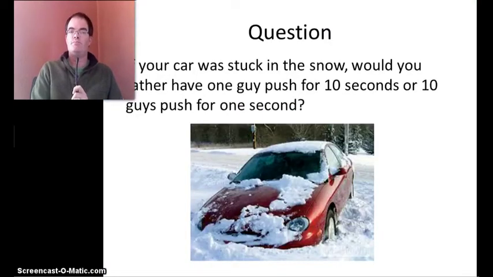Here's another question. If your car was stuck in the snow, would you rather have one guy push for 10 seconds or 10 guys push for 1 second? Think about that.